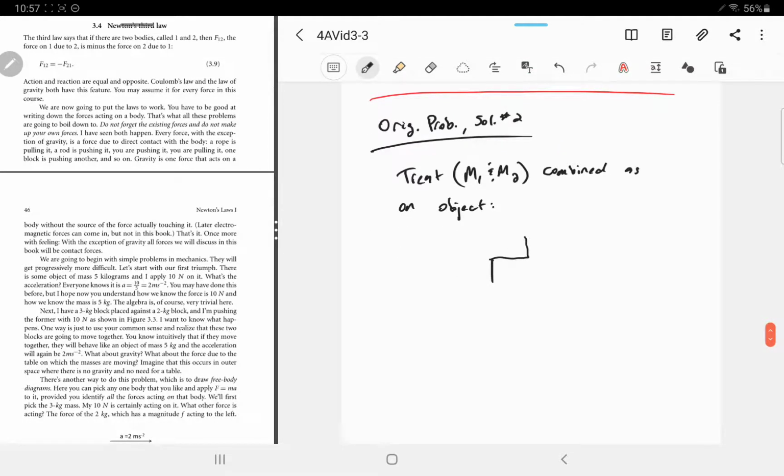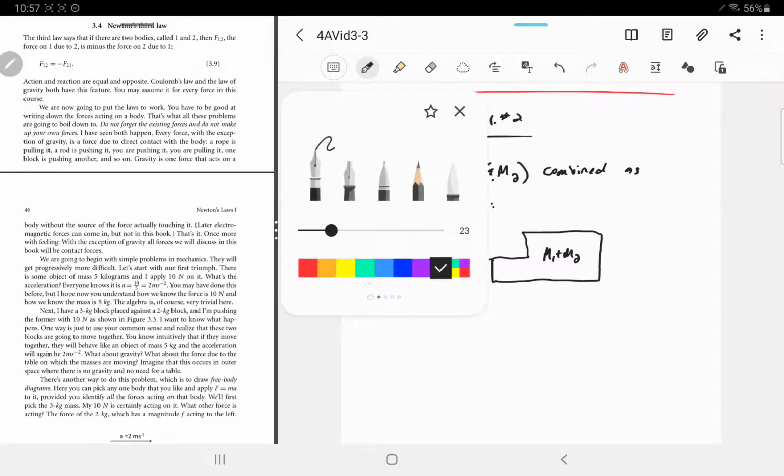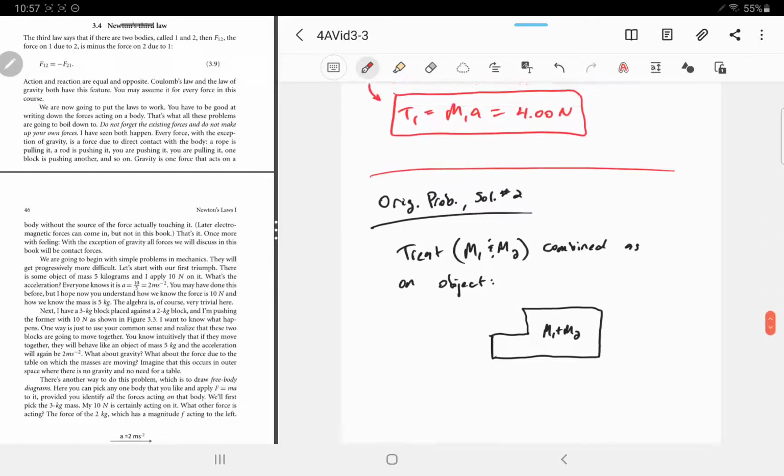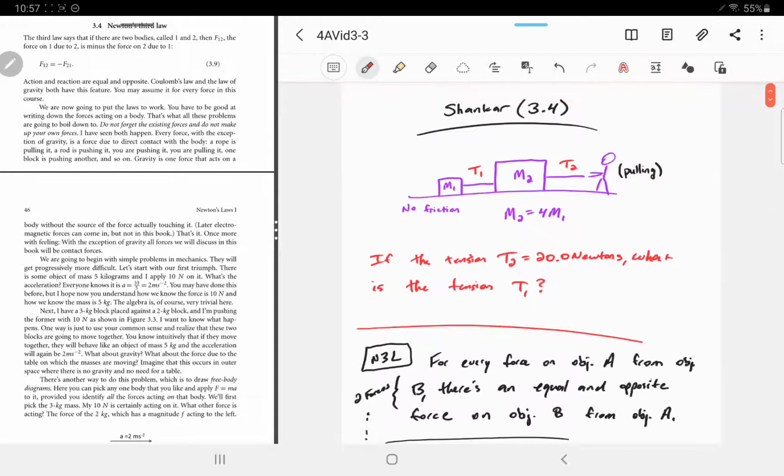Okay, so I'll draw like a little Tetris piece for, this is M1 plus M2. M1 and M2 together. Now, T1 doesn't appear in this object. So T1 is an internal force between these two. If we're treating these 2 things as one object, T1 isn't external to the object. Remember, a free body diagram involves forces acting on that object. T1 doesn't act on that object. T1 is part of the object. Right? It's an interaction among pieces within the object.